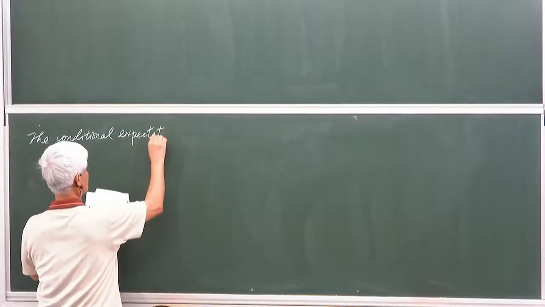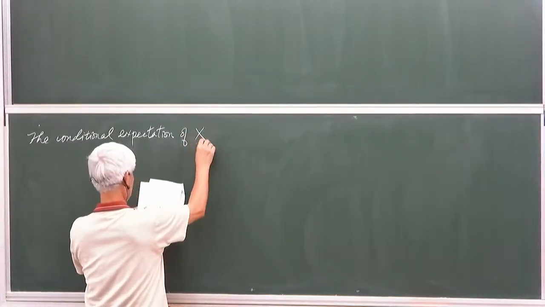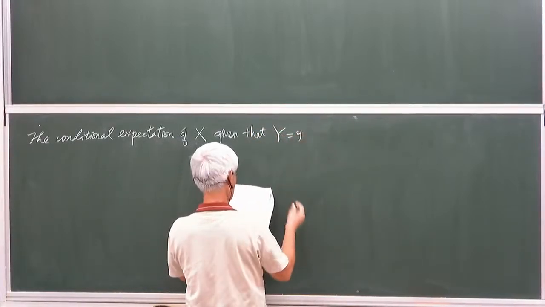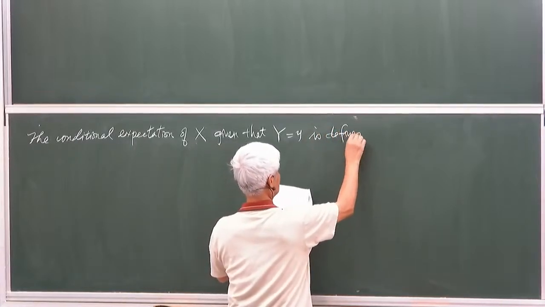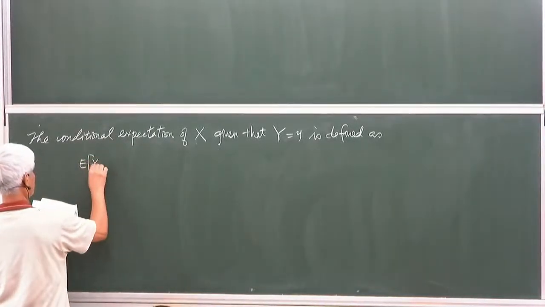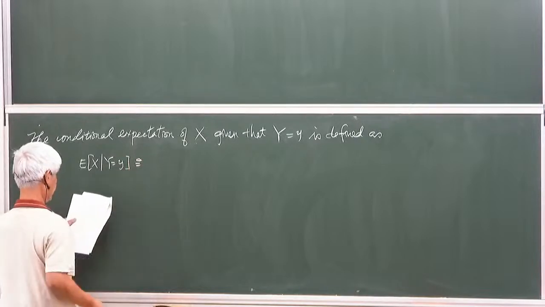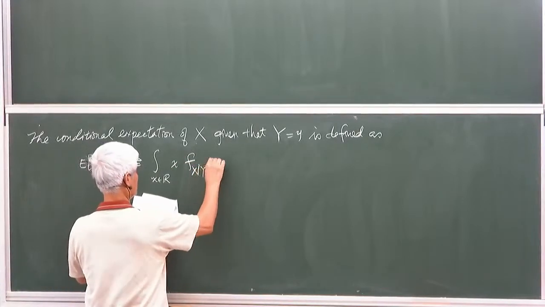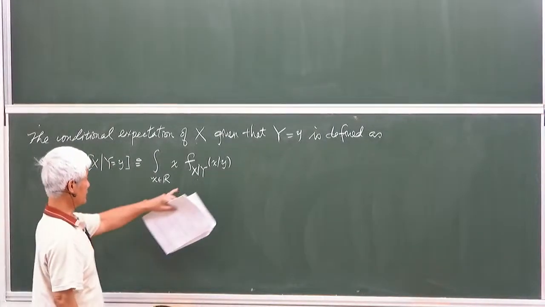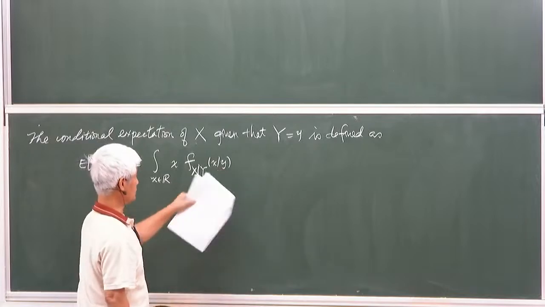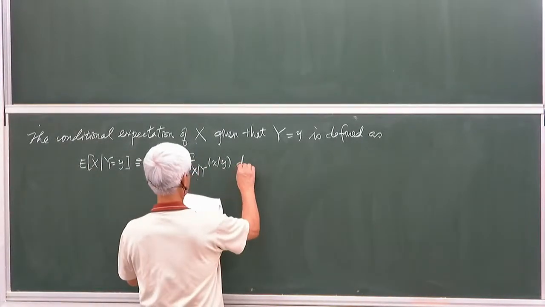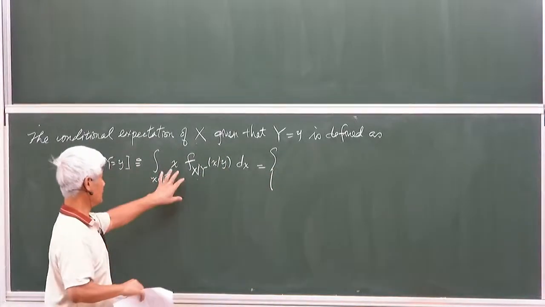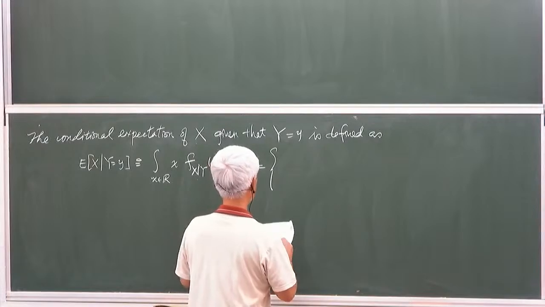All right, so now we define the conditional expectation of x given that random variable y is equal to little y. We use the conditional PDF of random variable x given that random variable y is equal to a specific value little y. Okay, so this is the definition, and this integral can be divided into two formulas.